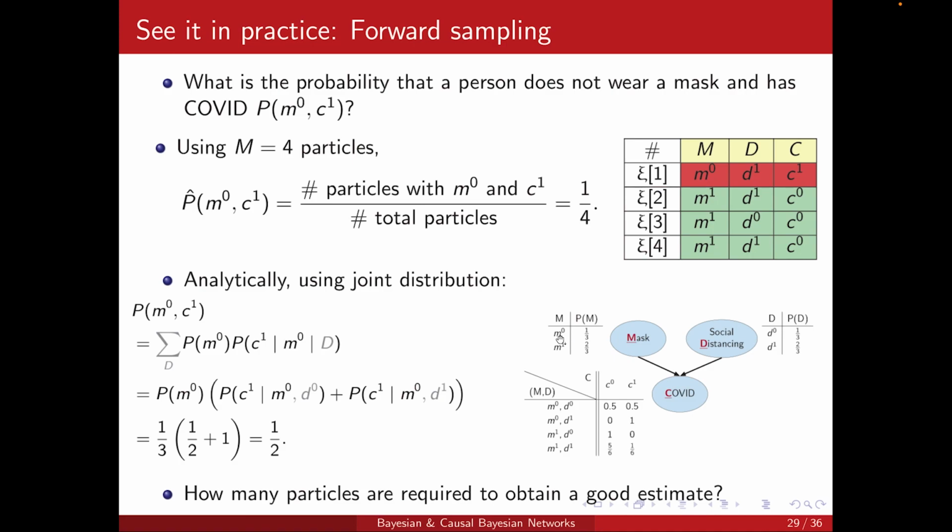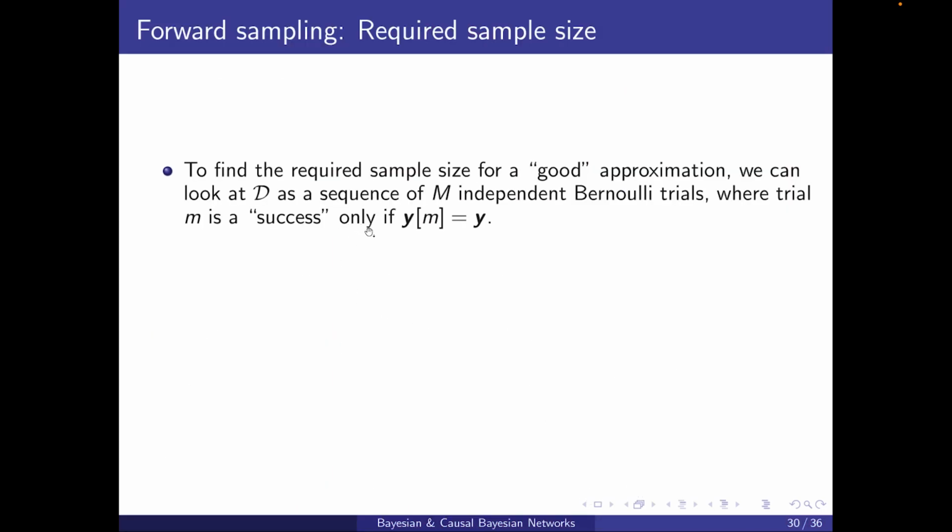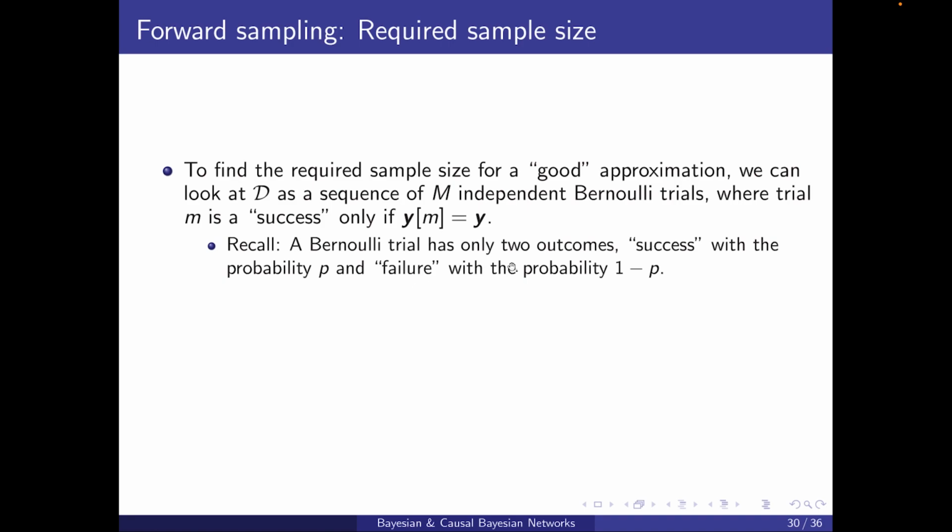Then this brings us to the question of how many particles are actually required to obtain a good estimate. And it appears that we can answer the question by looking at the dataset D as a sequence of M independent Bernoulli trials, where success is when the event of interest y appears in the instance or in the particle. Just recall that a Bernoulli trial has only two outcomes, success and failure. The success is with probability p, otherwise 1 minus p. So it's basically the same as if you have an unfair coin and say tails happens with probability 0.6, and you just flip it for say M times.